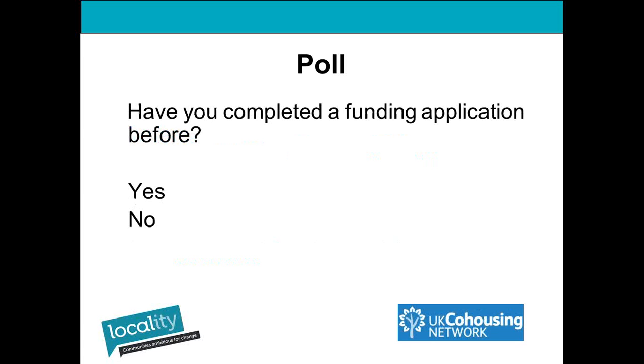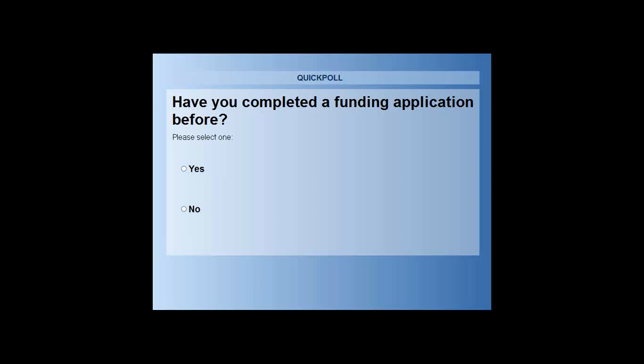Joe is going to look at later stage funding in a minute, but I would just like to ask, I'm interested in knowing how many of you have actually done funding applications before, because in order to access any of these funds, you do normally have to go through a full application process, which is pretty much an art in itself. So I'm just interested in knowing how many of you have done that. So if you can complete that poll, I'd be really keen to know.